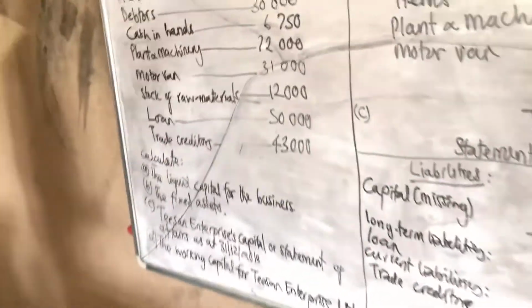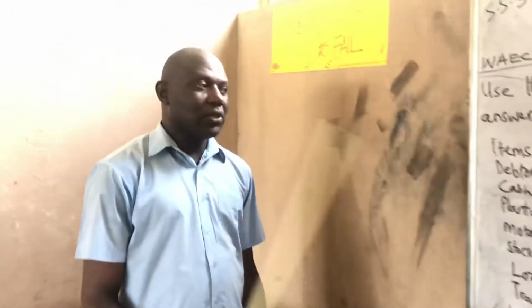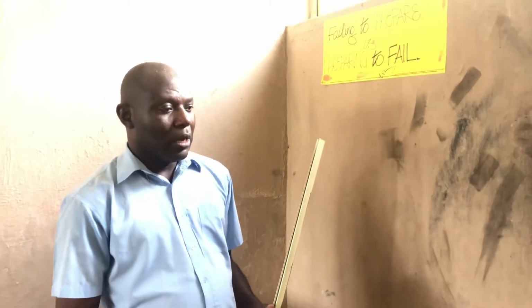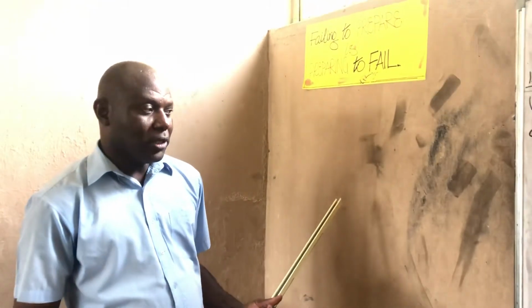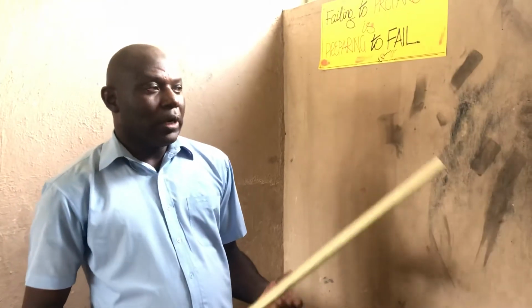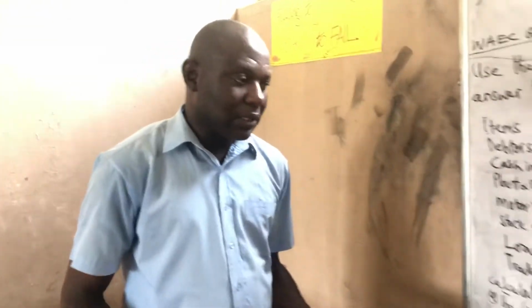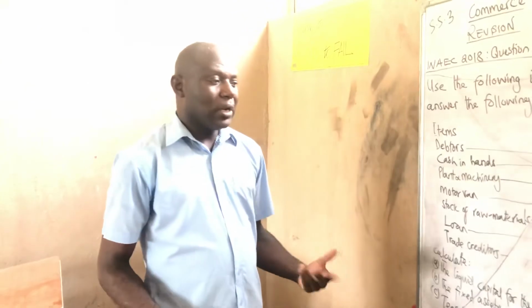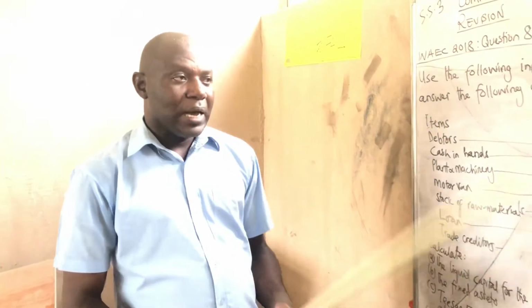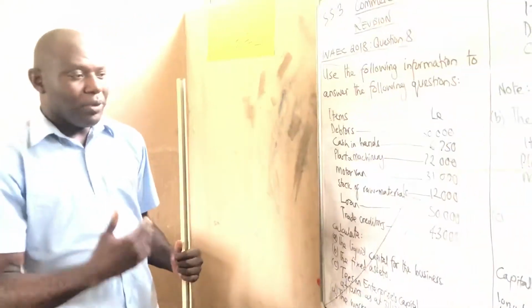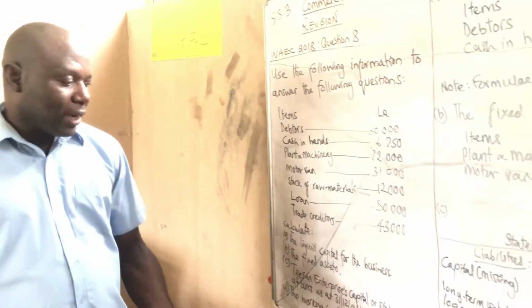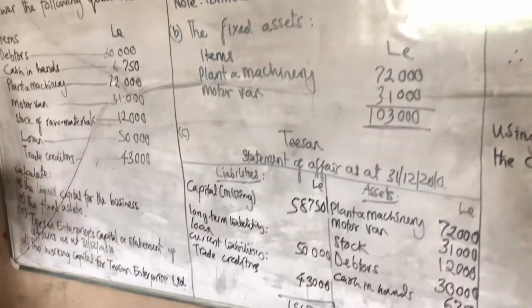You can see it is as simple as that. What you just need to do is to understand the concept. Once you are able to understand the concept, solving it will not be a problem. It's very, very important that you know what assets are, what current assets are, what fixed assets are, what current liabilities are, and what long-term liabilities are. Assets are the properties of the business, be it long-term or short-term. Liabilities you also have as long-term liabilities and current liabilities.